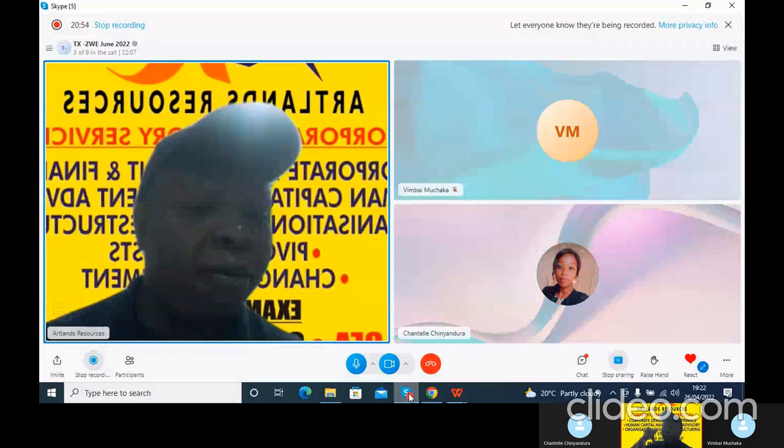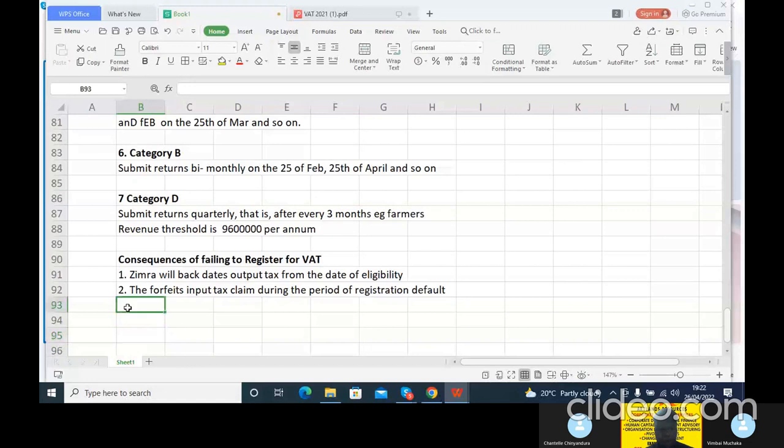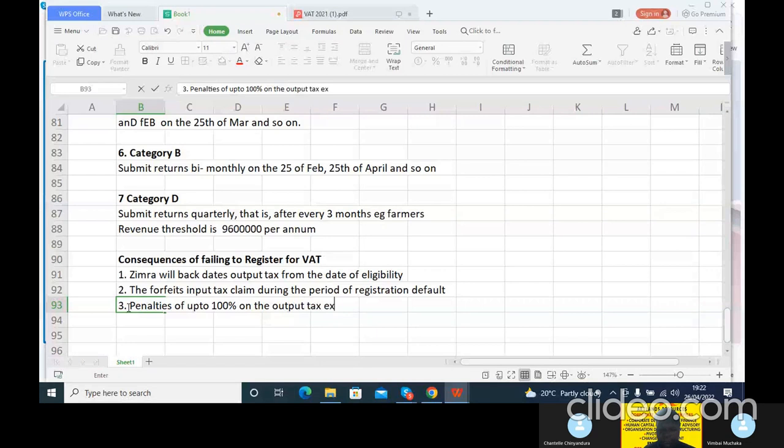Then there are penalties. Penalties of up to 100% of the output tax exposure.